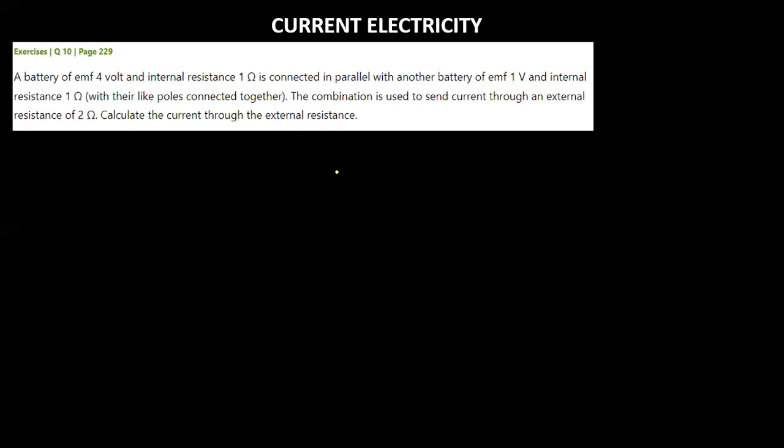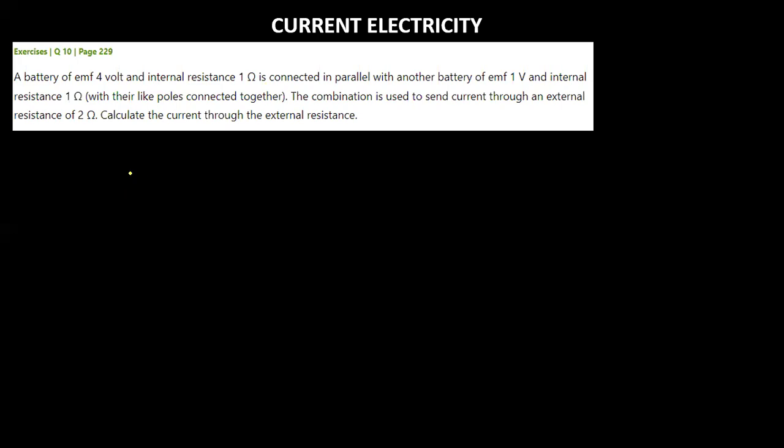Current electricity numerical problems. Page number 229 of your textbook. Question 10: a battery of EMF 4 volt and internal resistance 1 ohm is connected in parallel with another battery of EMF 1 volt and internal resistance 1 ohm.